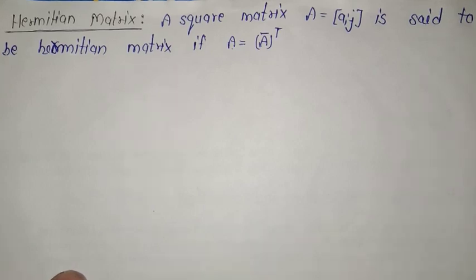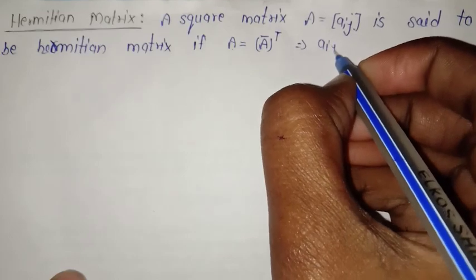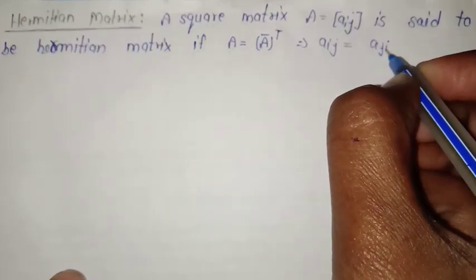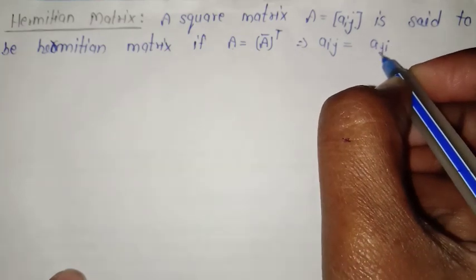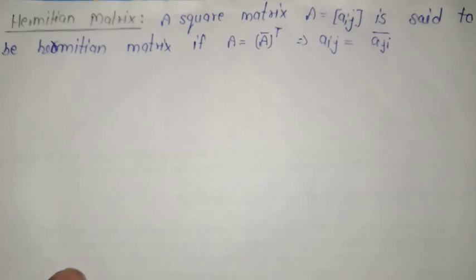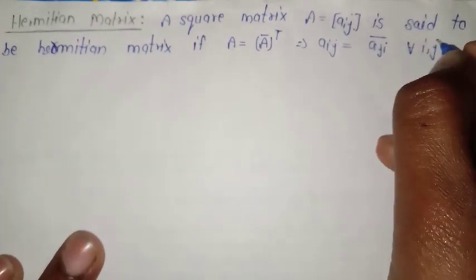That is, if we write in terms of elements, this becomes Aij is equal to conjugate of Aji. After taking the transpose it becomes ji. Row becomes column and column becomes row, and we take its conjugate. And this is true for all i, j.